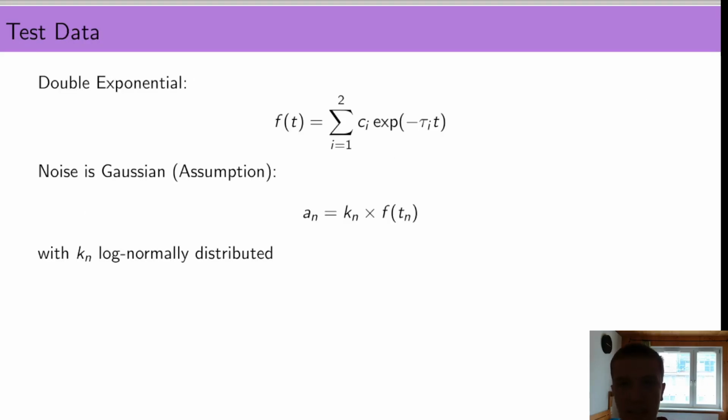So for test data, we now use a double exponential decay. So we have a function that takes two coefficients and two decay rates and outputs the sum of them, and we add a bit of noise. So we assume that our experimental data is somehow not fully accurately measured, but it's a little stretched or a little dampened by some log normally distributed noise.